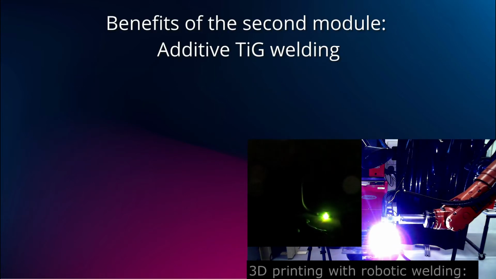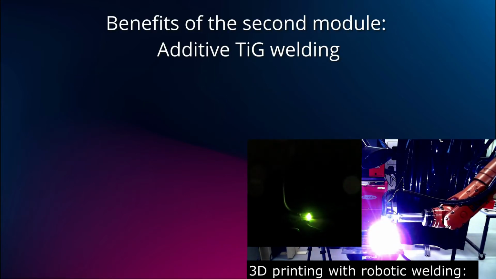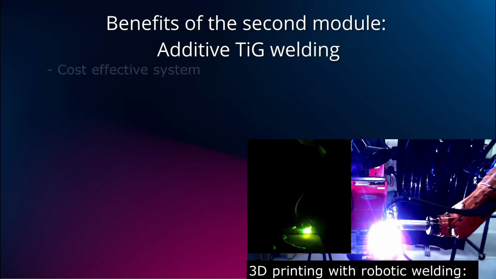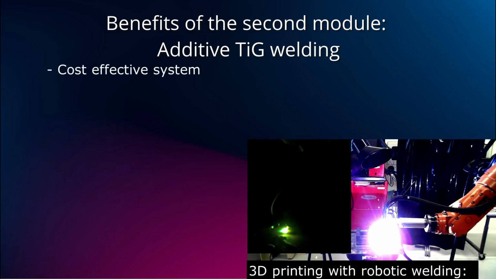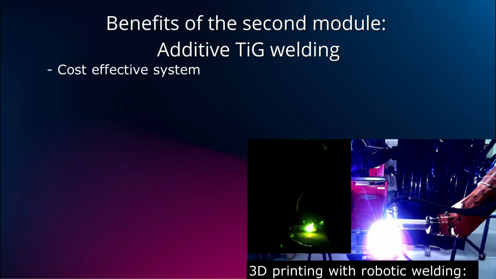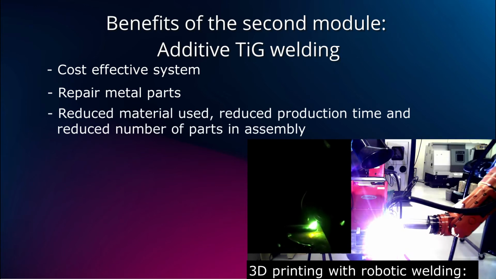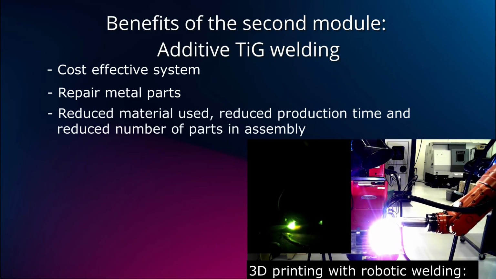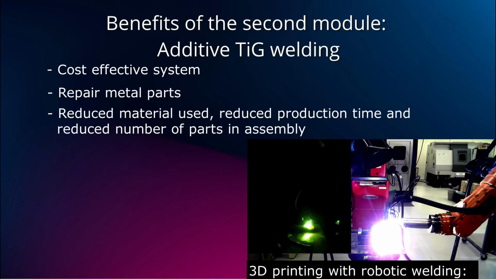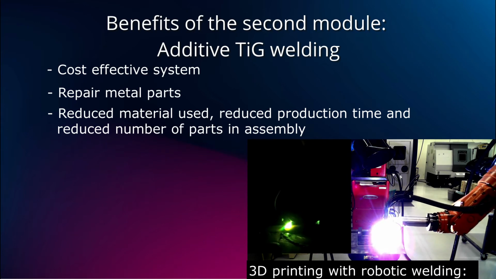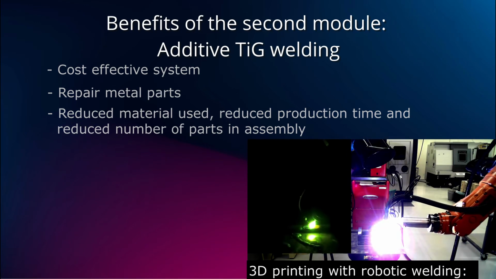The second module is called Additive TIG Welding, and the benefits for this module are: a cost-effective alternative to large and expensive 3D metal printers, being able to repair parts such as a broken gear wheel, and significant cost saving due to reduced material used, reduced production time, and reduced number of parts in assembly using the system as a 3D metal printer.